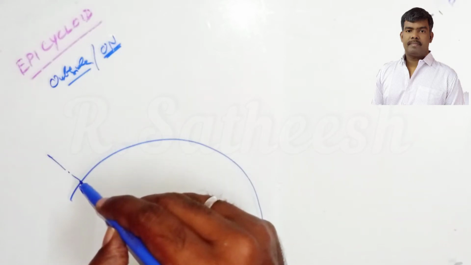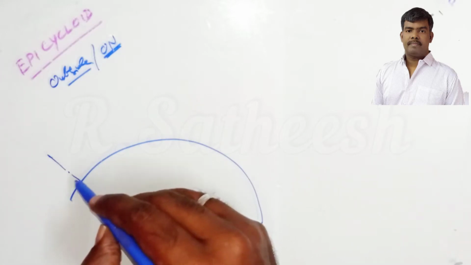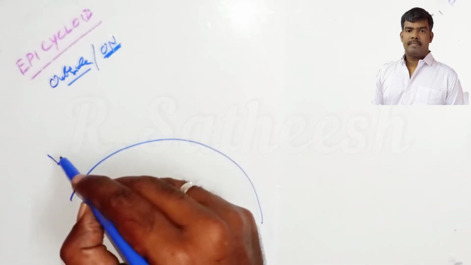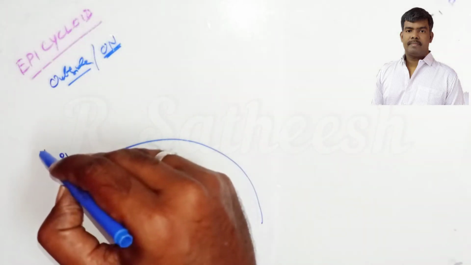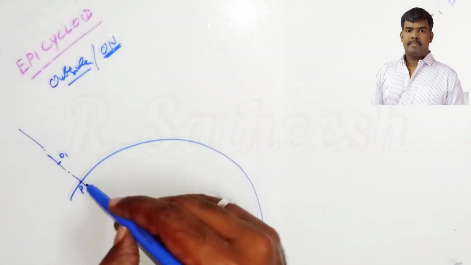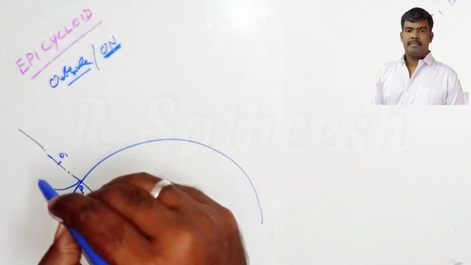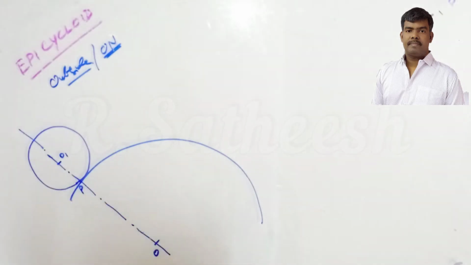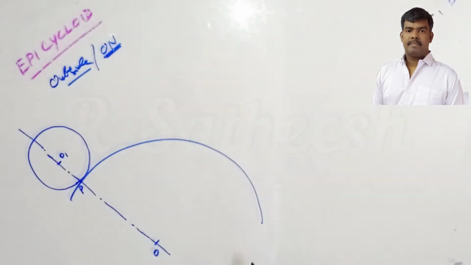From point P, you construct the rolling wheel. The rolling wheel diameter is 50, therefore 25 is the radius. Let us consider this another center O1. Clear? So with O1 as the center, O1 to P is 25, as per the given problem. As the radius you draw one circle. This is the rolling wheel. A rolling wheel of diameter 50 rolls on the 180 diameter wheel. It rolls on it, forming an epicycloid.